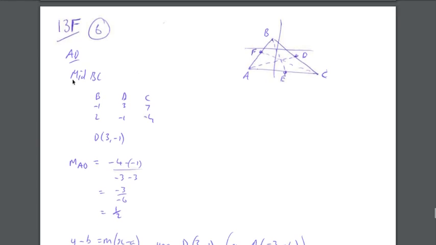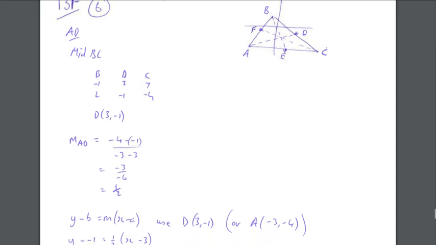So first of all, find the midpoint of the line BC. So I know where B is, I know where C is. Looking at the x coordinates, the midpoint of -1 and 7 is 3. Looking at the y coordinates, the midpoint of 2 and -4 is -1. So D will be at the point (3, -1).